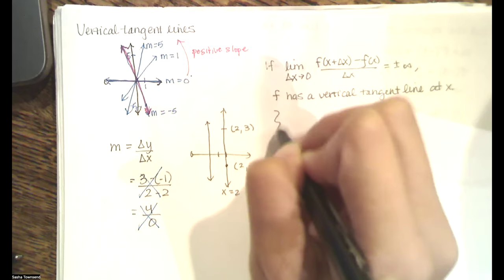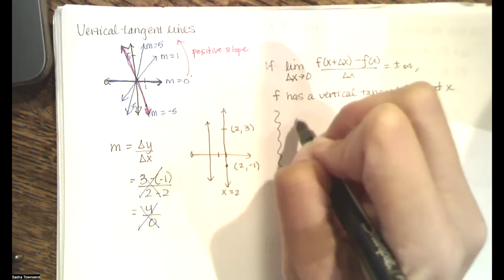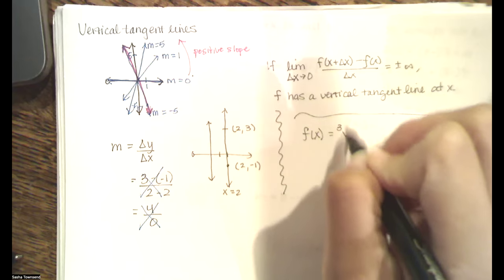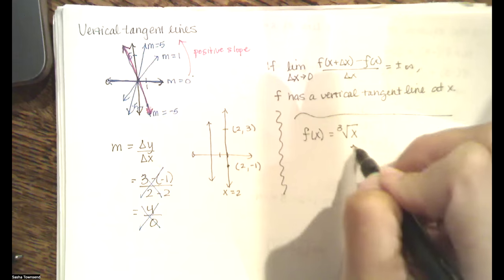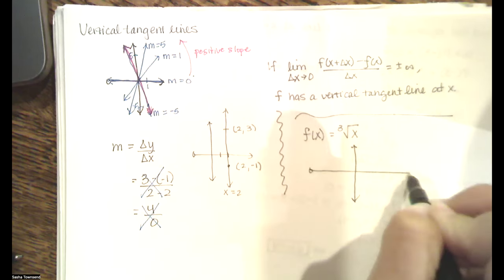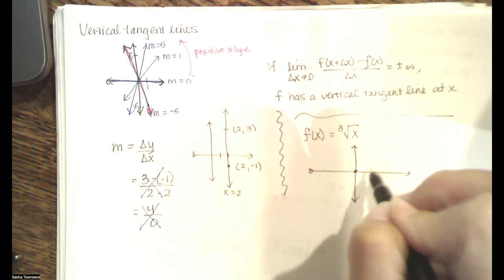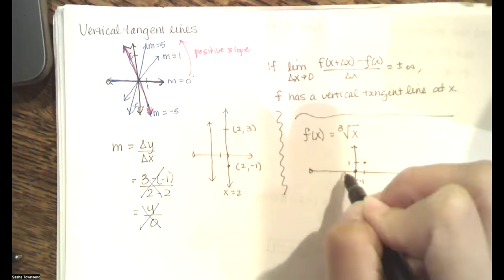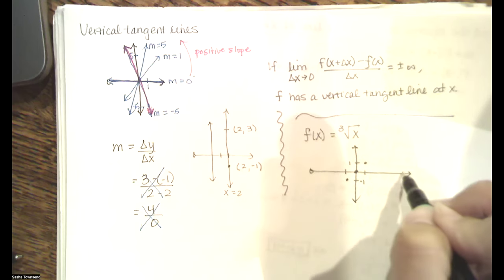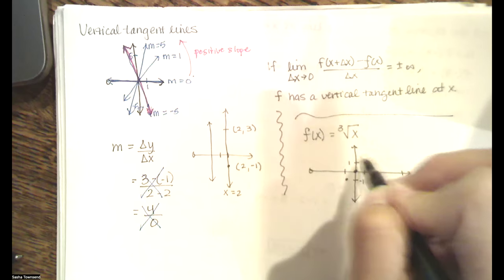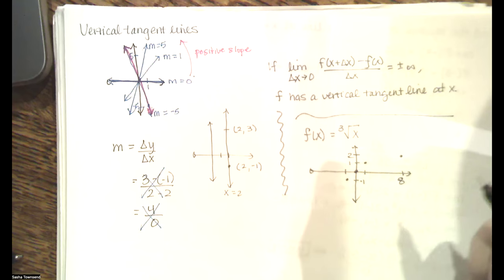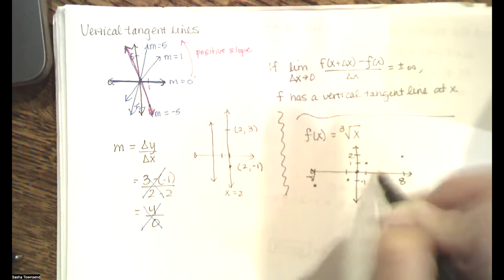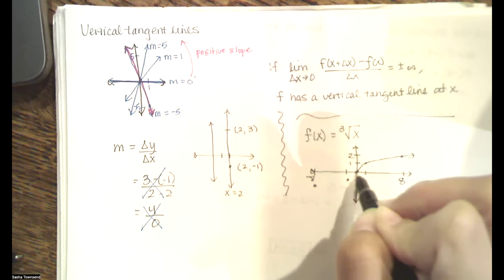Let's look at an example where that happens. Let's say that we're interested in f of x equal to the cube root of x. We know the cube root of x looks like x cubed just on its side. Cube root of 0 is 0. Cube root of 1 is 1. Cube root of negative 1 is negative 1. And then the cube root of 8 is 2, because 2 times 2 times 2 is 8, and the cube root of negative 8 is negative 2. And so we see something that looks like this.